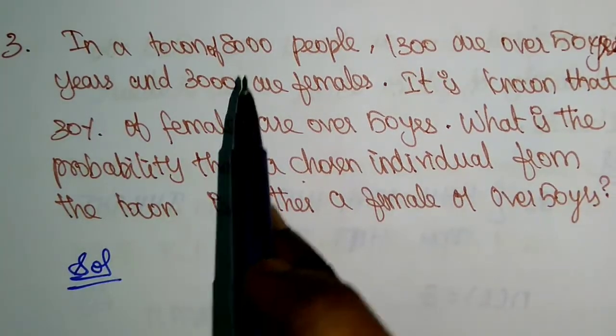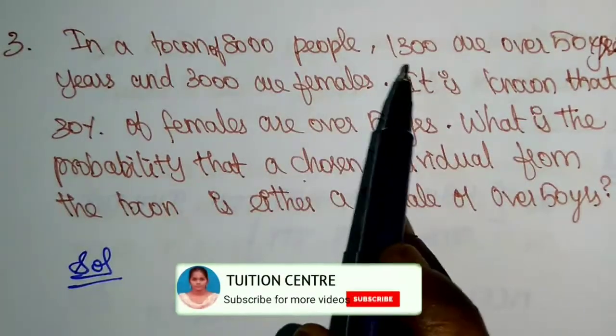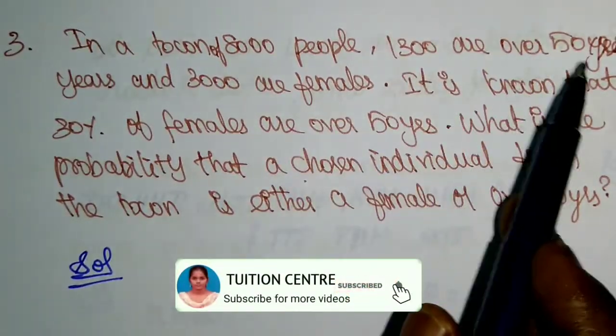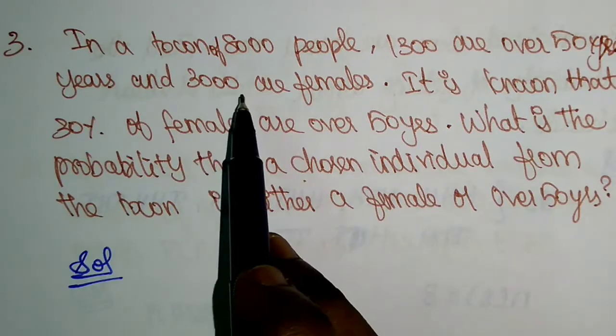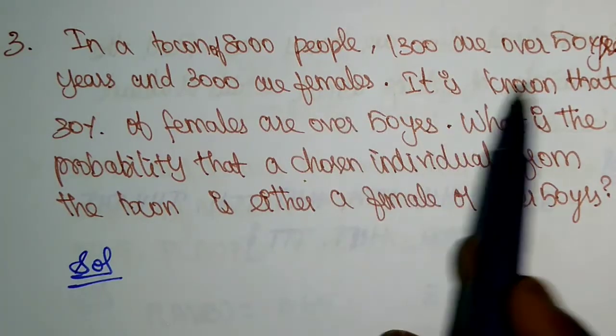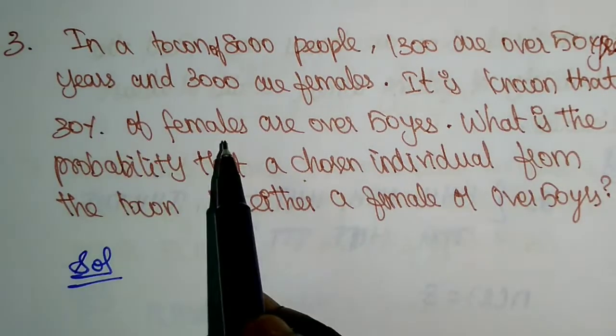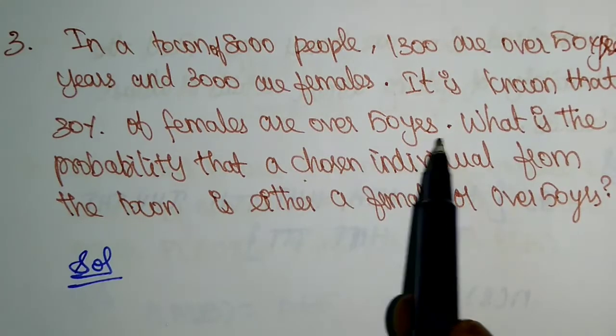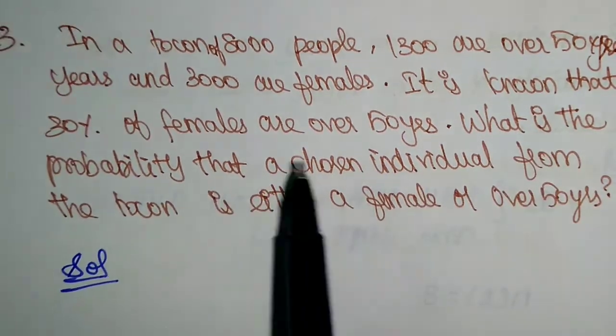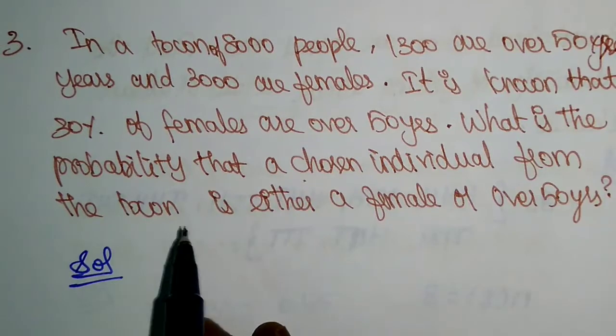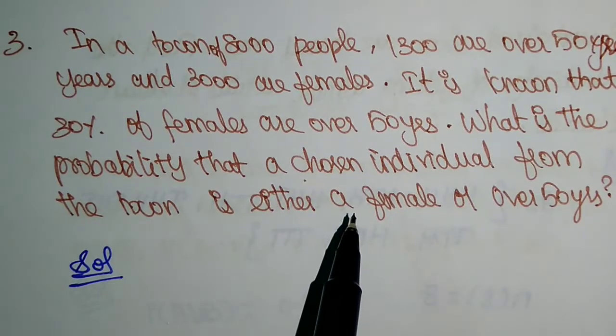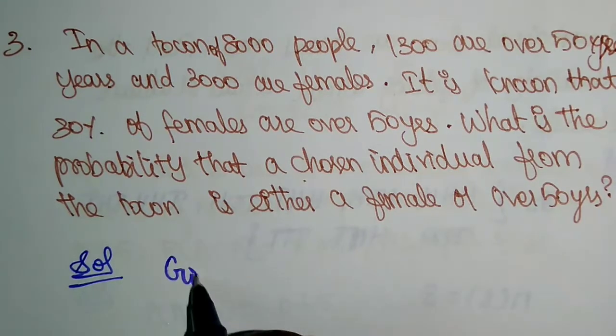Third problem: in a town of 8,000 people, 1,300 are over 50 years and 3,000 are females. It is known that 30% of females are over 50 years. What is the probability that a chosen individual from the town is either a female or over 50 years? Okay. Solution.